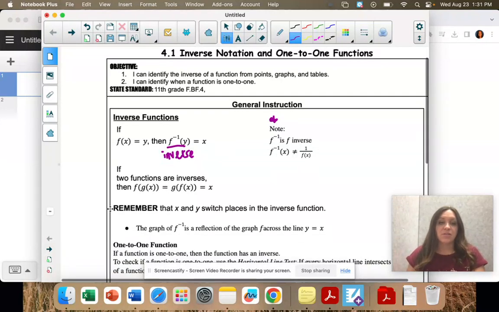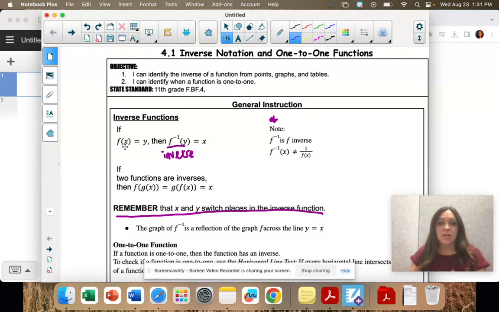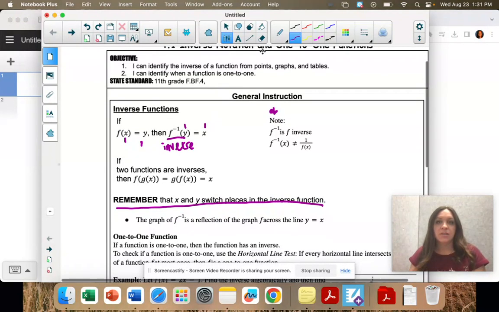Okay, so this is really big. Remember that x and y, I just crossed it out, switch places in an inverse function. So see how x is here in the parentheses equals y? When we have an inverse, y is in the parentheses and it equals x. Something else we're going to see in this section is if you substitute g of x into function f, you get x. And then the other way, if you substitute f of x into function g, you get x.